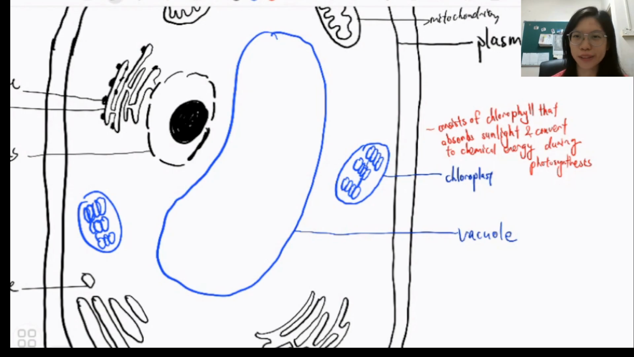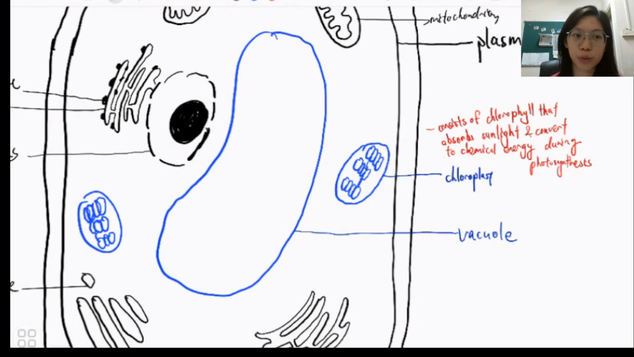Chloroplast basically has this pigment, green pigment. The pigment that makes the plant cell green in color is actually not because of chloroplast. It's because chloroplast inside consists of this thing called chlorophyll, to be specific. So it has a chlorophyll that actually absorbs sunlight and converts it to chemical energy during photosynthesis. Basically, chloroplast is the one that is involved in carrying out photosynthesis.